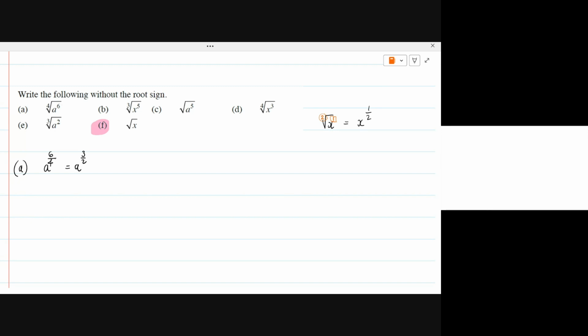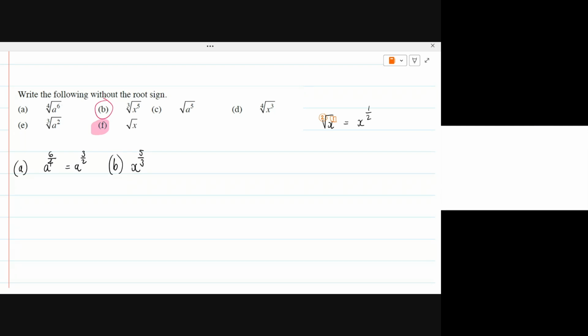All right, let me ask this. Who can give me the answer for B? What would B then be? What would we get here for that one? We would get x to the power of something over something. What would I get? Five over 3, that's it, good. So this would become x to the power of 5 over 3.